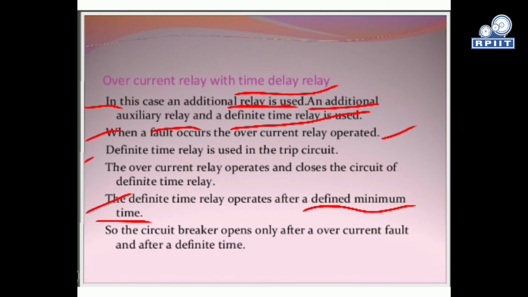Lastly, if we define the minimum time for the delayed operation of the relay, then similarly the circuit breaker will work on the same pattern. The circuit breaker opens only after an overcurrent fault and a definite time. Right, so this is the function of the time delay relay.